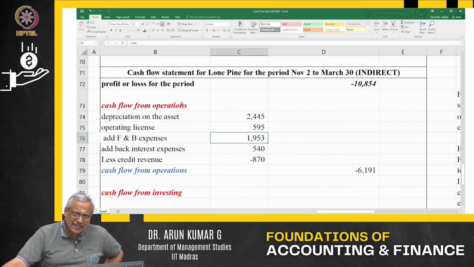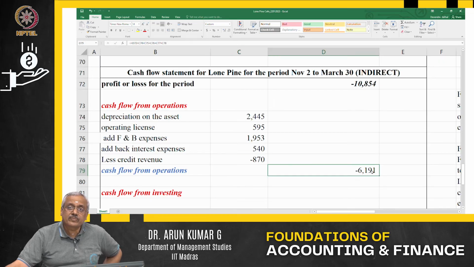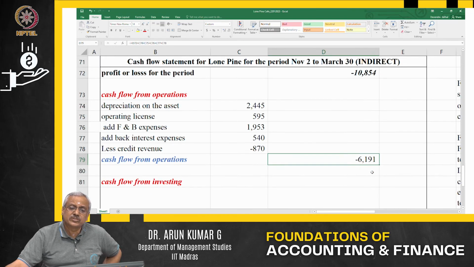Interest expenditure is not an operating expenditure. We will write it in the financing cost out there. So I have deducted it out there. Then credit revenue: your revenue is higher, whereas your cash revenue is lower by 870. Lower by 870, so I have reduced it out there. That gives your cash flow from operations.